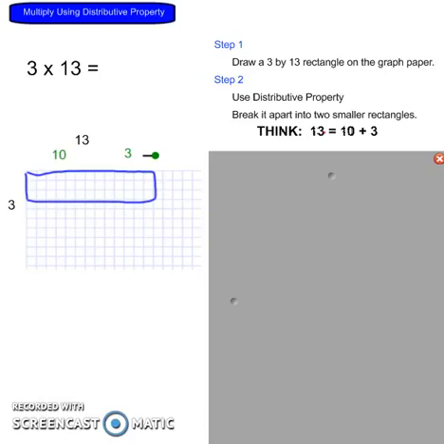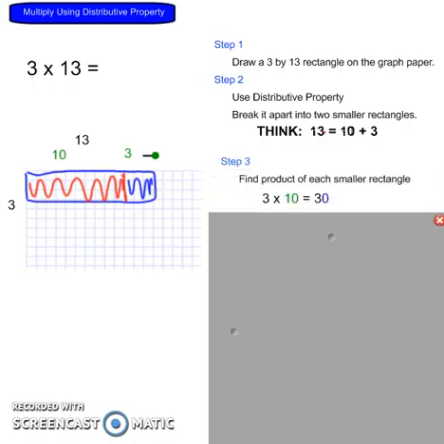So looking at 13, that's the same as 10 plus 3. I'm going to break that into my two smaller rectangles. Here's my first one, 3 by 10. And then my second one, 3 by 3. And now that makes those much easier problems to multiply. I can find the product of each of those.